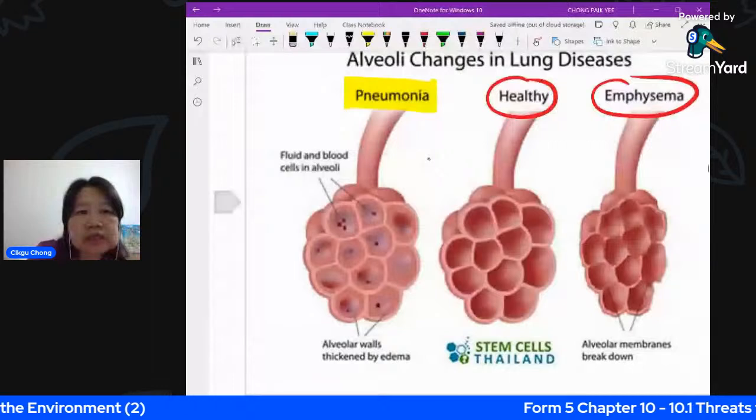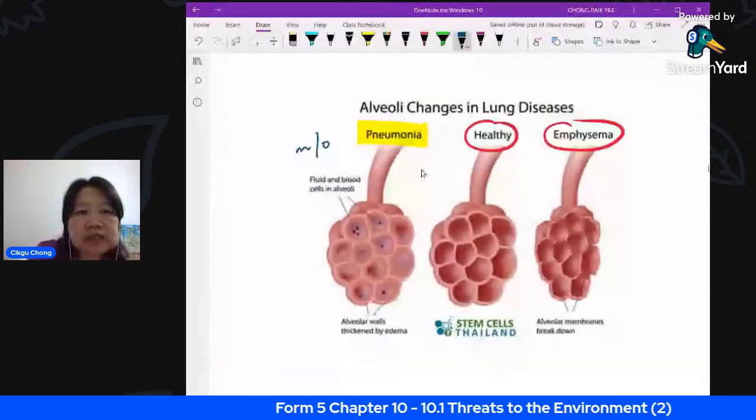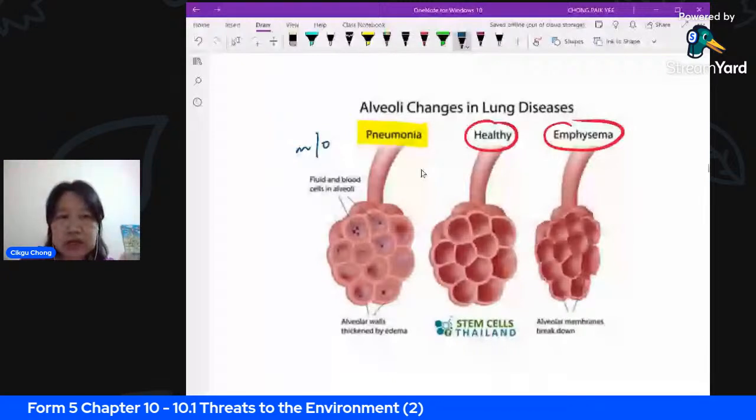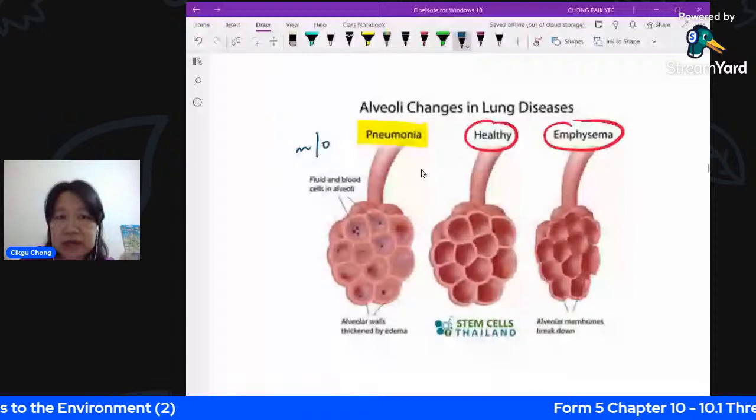Here I hope it's quite clear that you have an understanding of emphysema. Make sure you remember emphysema can be brought about through cigarette smoke also. Cigarette smoke contains it as well.